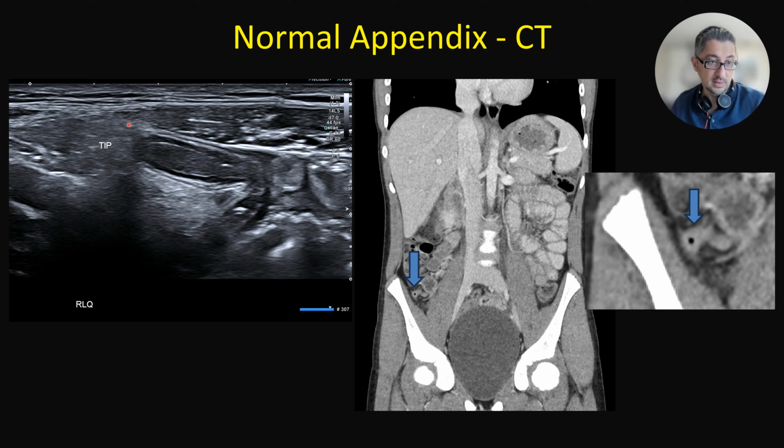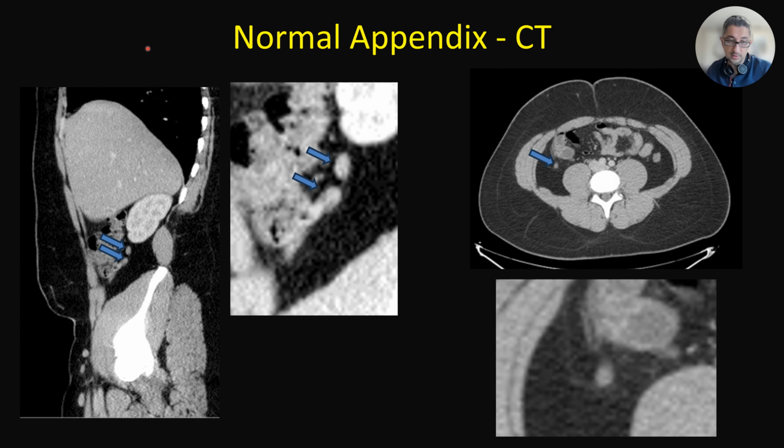Here is a normal appendix, the tip, the base, and this is how it appears on the CT. The measurement of the caliber is usually a little bit higher on CT, and here we see a gas-filled appendix, and there is no fat stranding around it, just tiny streaky densities that are within normal limits, but there is no abscess, no enlarged lymph nodes, no fluid collection. So this is just a normal appendix. The maximal diameter of the lumen is under 7 millimeters.